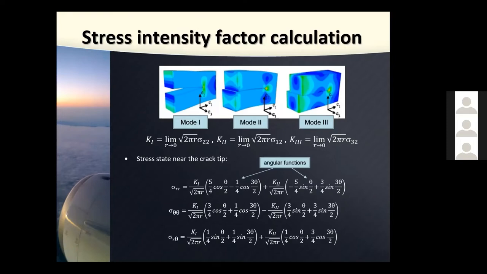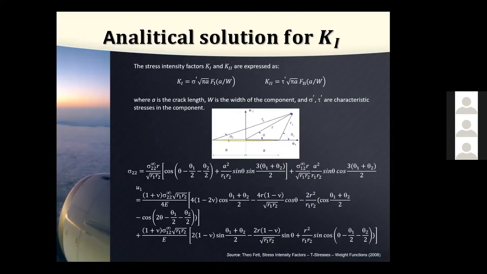For stress intensity factor calculation, you can see here on this slide three modes of crack growth and then three factors, K1, K2, and K3. We can see that these equations and formulae are not simple to solve. But good news is that for many typical specimens, you can find in handbooks analytical solutions for, let's say, the most commonly used specimens. So here you can see a source that I use is the Tada, Paris, and Irwin book, which is called Stress Intensity Factors, T-Stresses and Weight Functions.